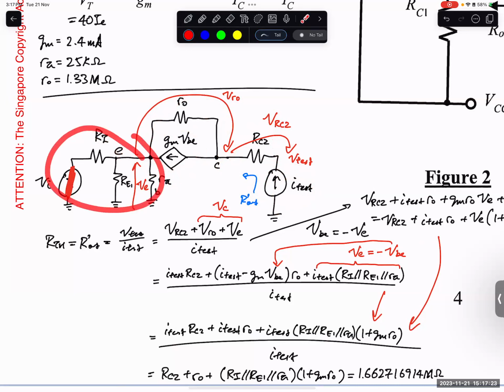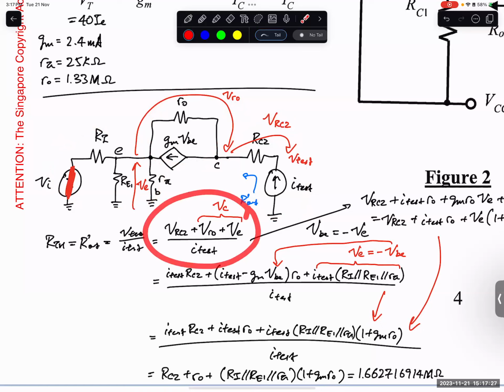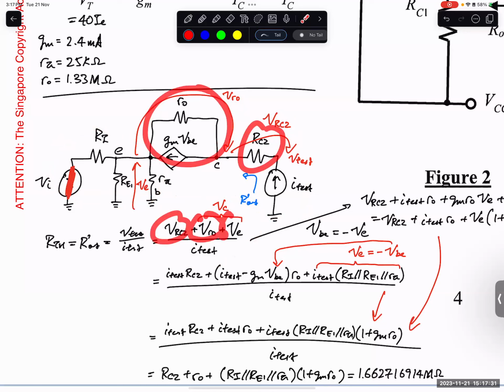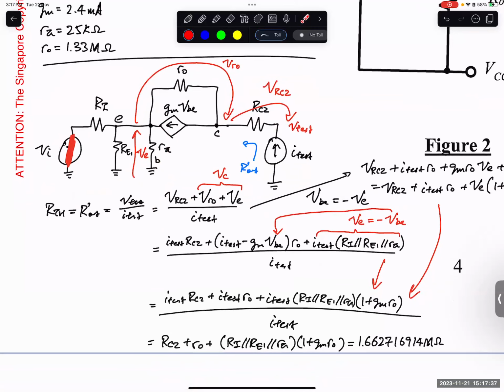So we can separate this into three separate parts. You can see these three separate parts contribute to this: VRC2, which is here, VR0, which is here, and VE, which is here. And then VRC2 is very simple, it's just I test RC2.